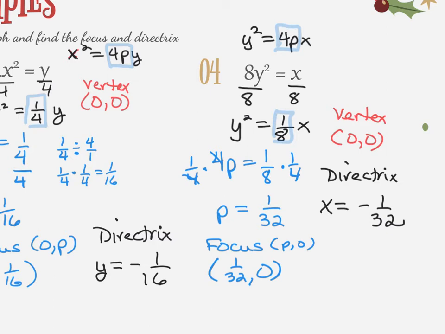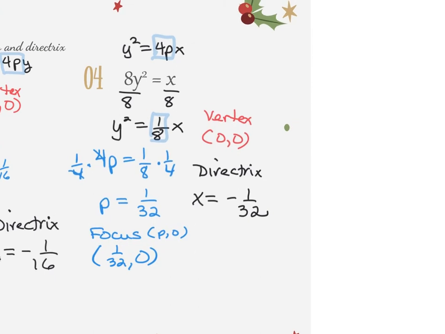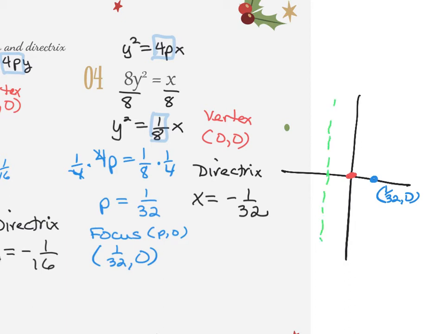Let's graph it. Vertex. 1 over 32 comma 0. I could say it's right here. My directrix will be the same space away, so I could say it's right here. x equals negative 1 over 32, and then take your parabola and surround.